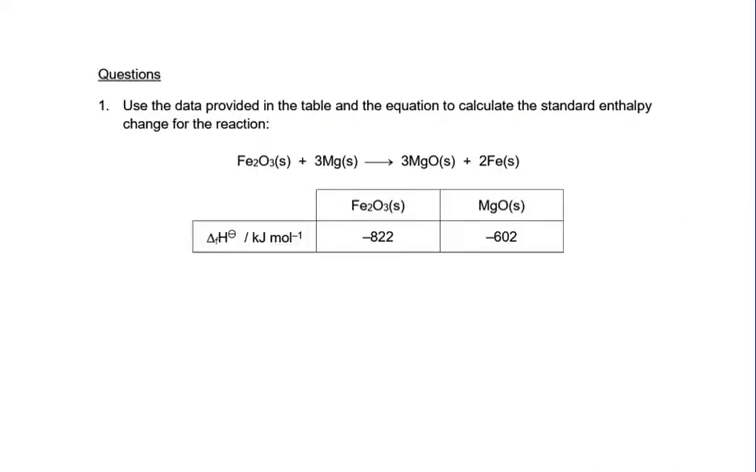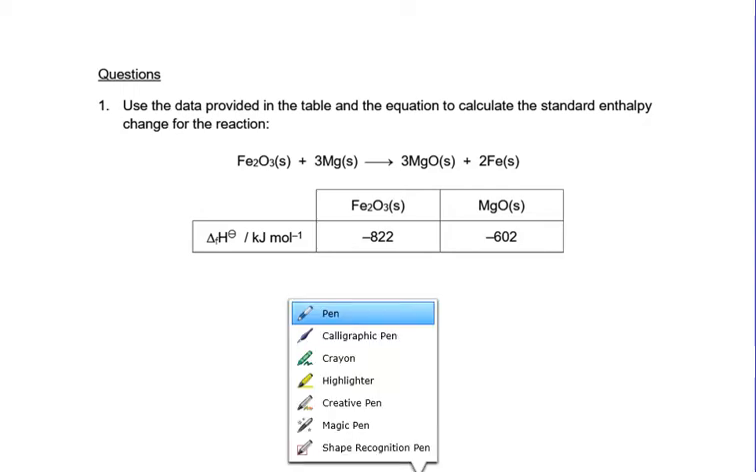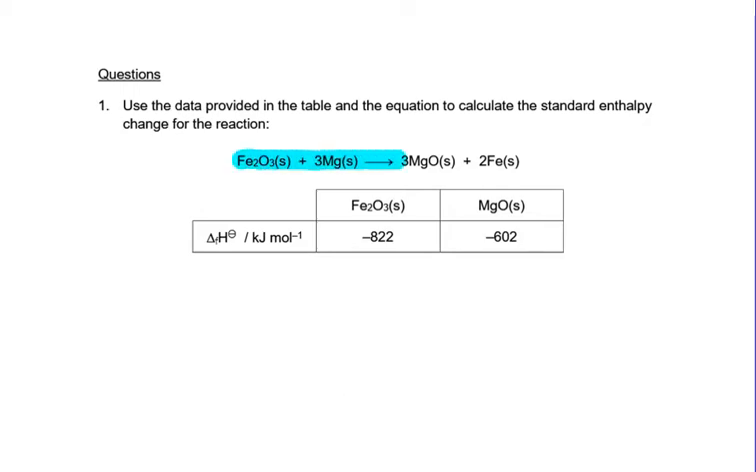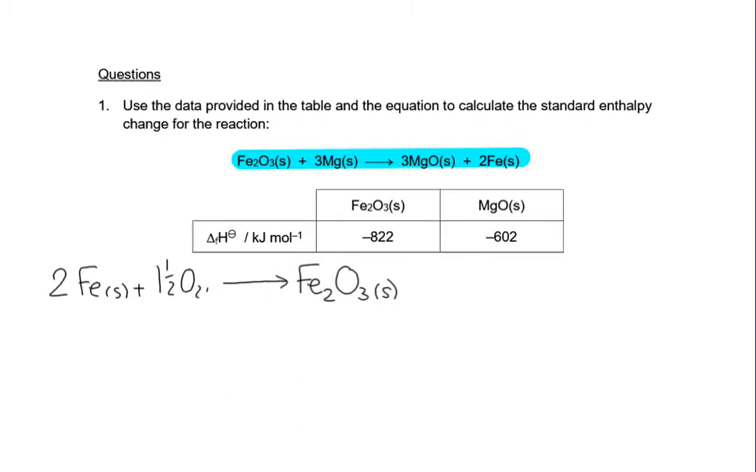So let's have another go. We've got the equation that we're going to put across the top. So that's what's going across the top, but what have we been given? We've been given some data about formations. I'm just going to write these out as equations so I can understand them. Remember that formation is to make 1 mole. We'd make that from 2 Fe's and 1.5 O2's, and that one has a value of minus 822.